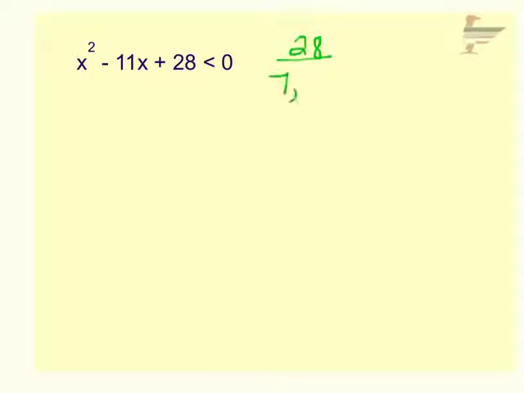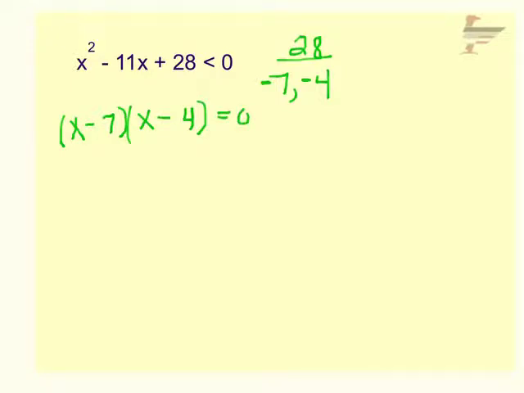Well, 7 and 4 add up to a positive 11. What if we make them both negative? Negative times negative gives you a positive 28. If you add them, that's how we're getting that negative 11. So we'll say x minus 7, x minus 4. I'm just going to go ahead and say equals 0 for now. We'll deal with the inequality in a minute.